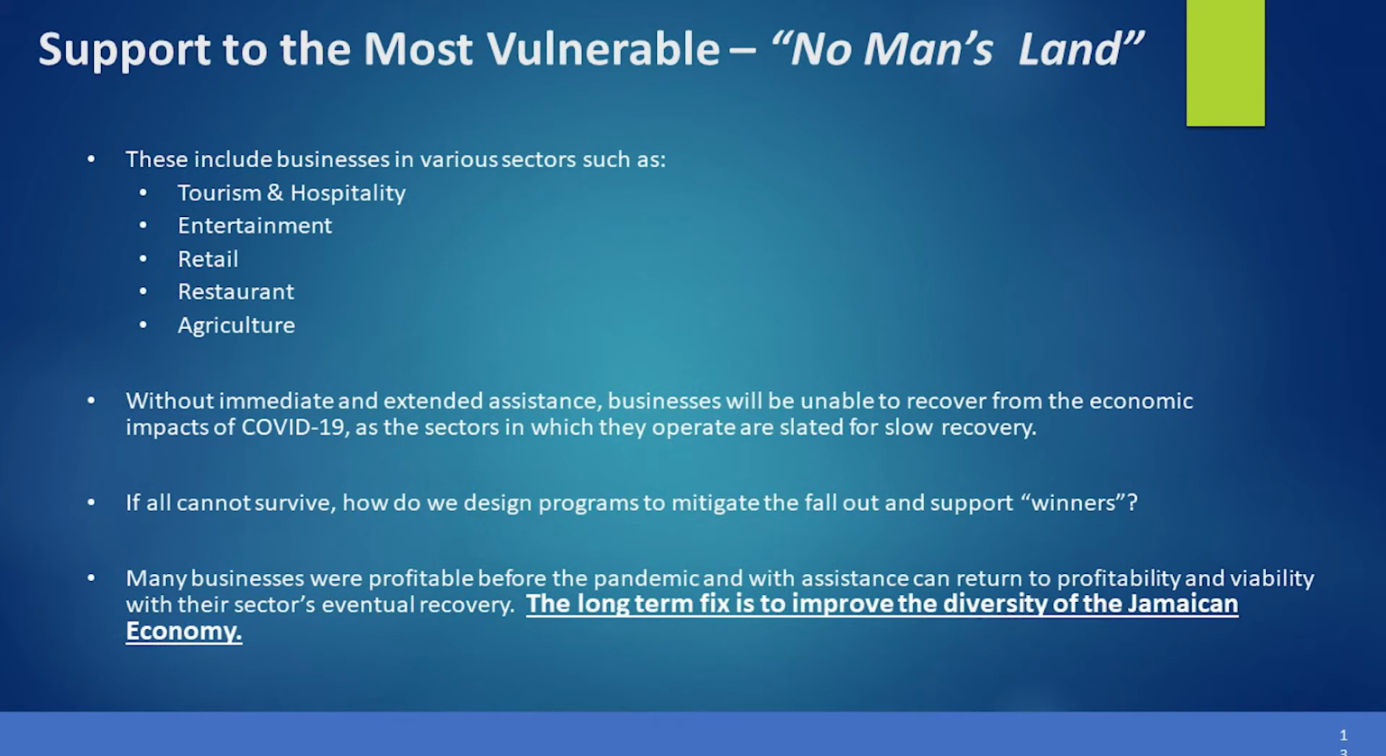These areas include tourism and hospitality, entertainment, retail, restaurants, and agriculture. Without immediate assistance, a lot more businesses may find themselves having to close their doors. As a result of that, there is a need to come up with programs that will help to sustainably create more room and dynamics within the economy. But ultimately, the long-term fix to improve Jamaica is the diversification of our economy into one where you have a lot more areas, and as a result, reduce the risk if there is a future crisis.